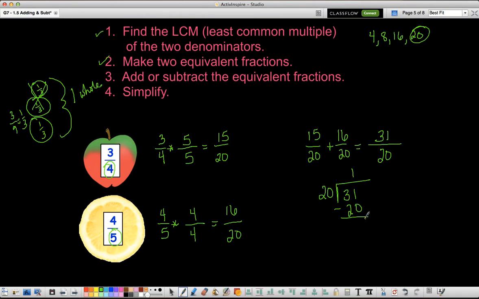I subtract 20 and I get 11, so I have a remainder of 11. So what this means is I made one whole group and I have 11 pieces left out of the 20 that I would need to make another whole group. So my answer is 1 and 11/20ths. And 11 and 20 cannot be divided by anything but 1, so it is already simplified.